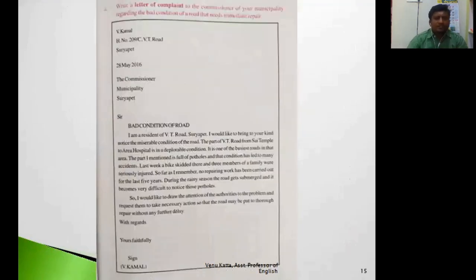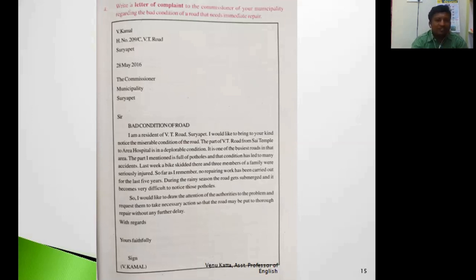Yes, this is one more model. Write a letter of complaint to the commissioner of your municipality regarding the bad condition of the road that needs immediate repair. Yes, this is a letter to be written to the commissioner of the municipality. So this is an official letter, so we must follow the format of an official letter.